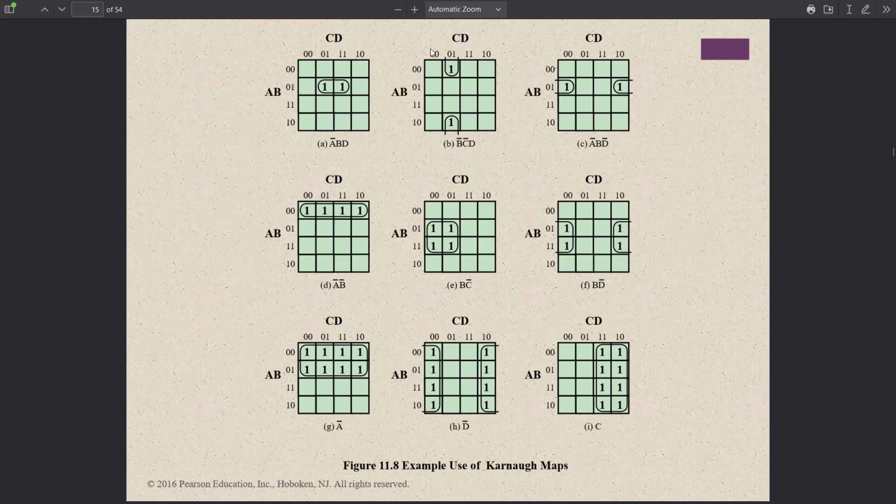Feedback? Do I need to explain it again? Please raise your hand if I need to explain it again. How to derive it?